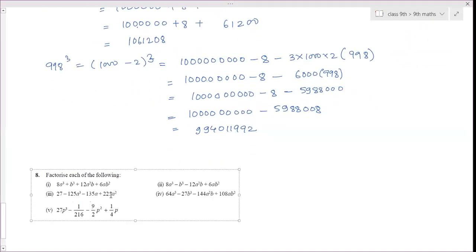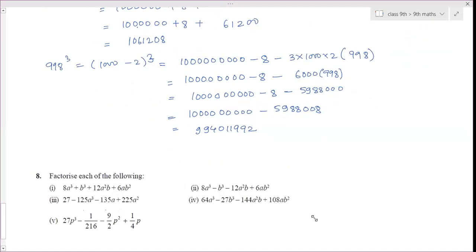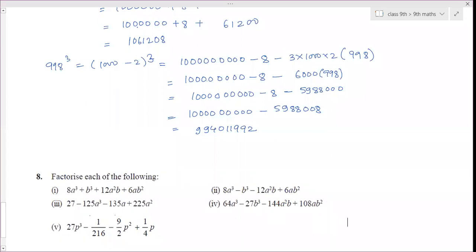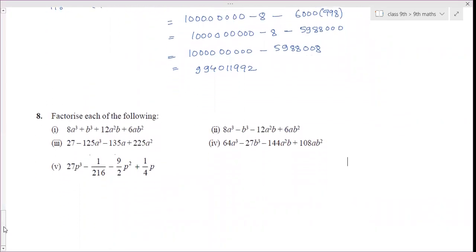Now the next is reverse factorization. Just now we have expanded. Now we have to factorize the same expressions. So here it is.